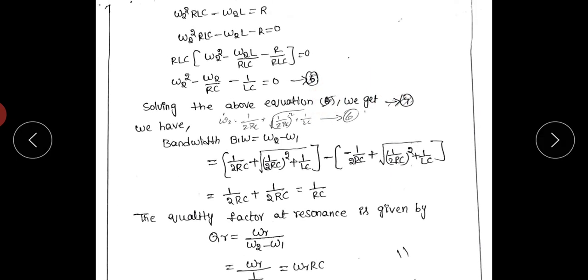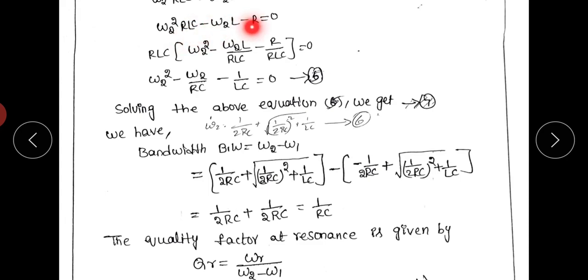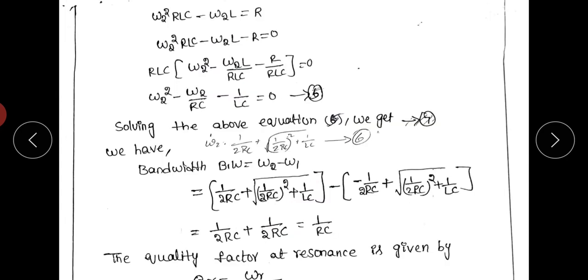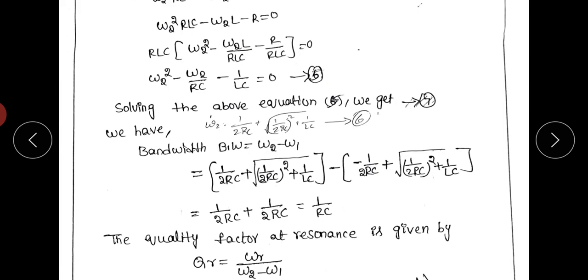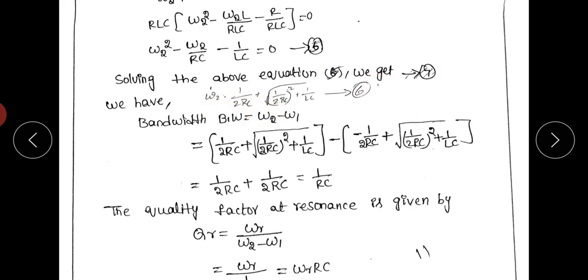Next equation: omega 2 square RLC minus omega 2 into L equals R, or omega 2 square RLC minus omega 2 into L minus R equals 0. Taking RLC common, omega 2 square minus omega 2 into L by RLC minus R by RLC equals 0, or omega 2 square minus omega 2 by RC minus 1 by LC equals 0. Equation number 5. Next, to find roots, using the formula minus b plus or minus square root of b square minus 4ac by 2a, here a equals 1, b equals minus 1 by RC, c equals minus 1 by LC. So finally omega 2 equals 1 by 2RC plus square root of (1 by 2RC) whole square plus 1 by LC.